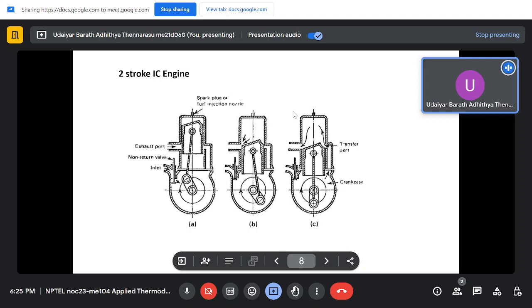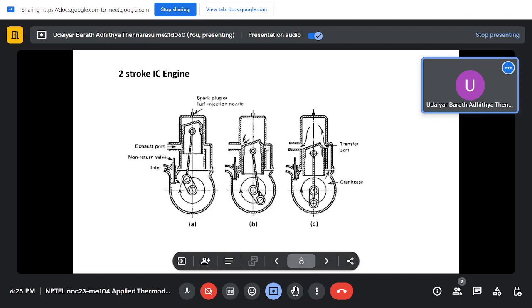So that is a 2-stroke IC engine. You see there will be 2 strokes happening for a cycle to complete, hence 2-stroke engine, and the cycle completes in 1 revolution. So 2-stroke, 1 revolution, and 1 power stroke in each revolution. And 4-stroke engine, 4 strokes in 2 revolutions and 1 power stroke. So that is the difference between the two.